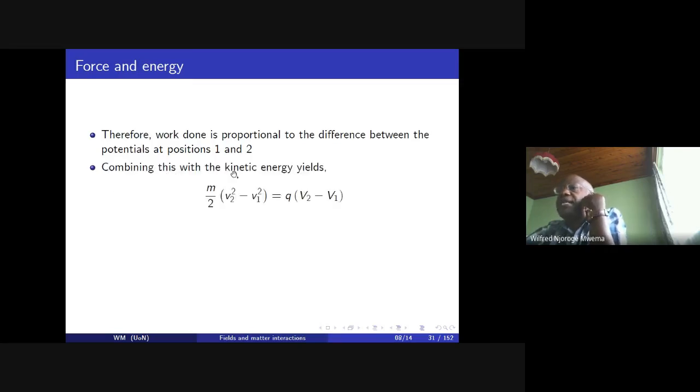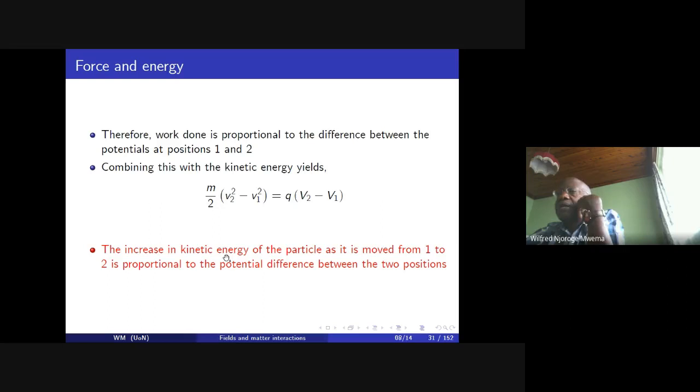And when we combine this with the kinetic energy, we obtain the equation that the change in the kinetic energy of the particle is equal to the change in the electrostatic energy of the particle. And therefore, the increase in kinetic energy of the particle as it moves from point 1 to point 2 will be proportional to the potential difference between the two positions.